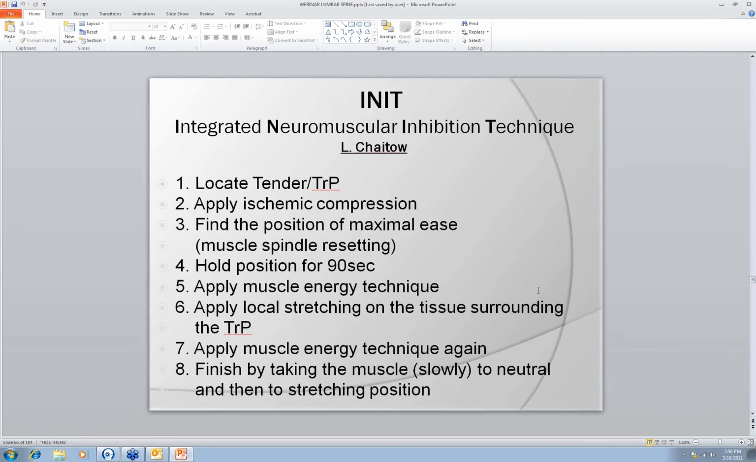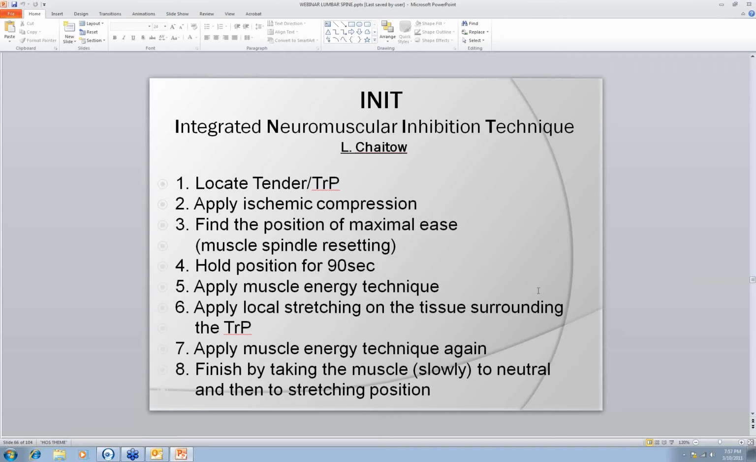Now, in our seminars, we teach the Jones principle as well as the Leon-Chatto principle. Leon-Chatto utilizes a technique called INIT, Integrated Neuromuscular Inhibition Technique. In this technique, you locate the tender point, you apply ischemic compression on the point, then you find this position of ease, which you hold for 90 seconds.